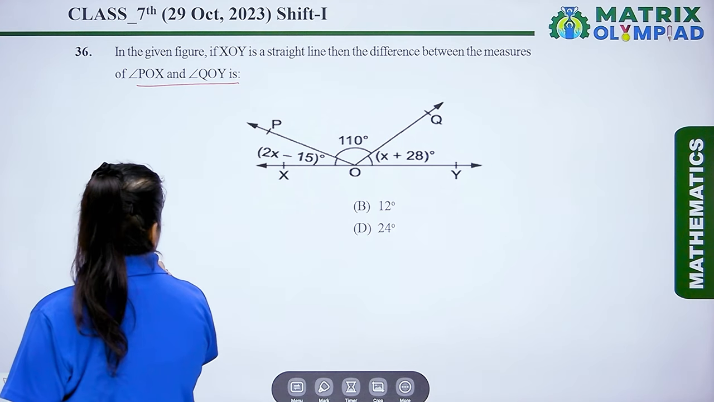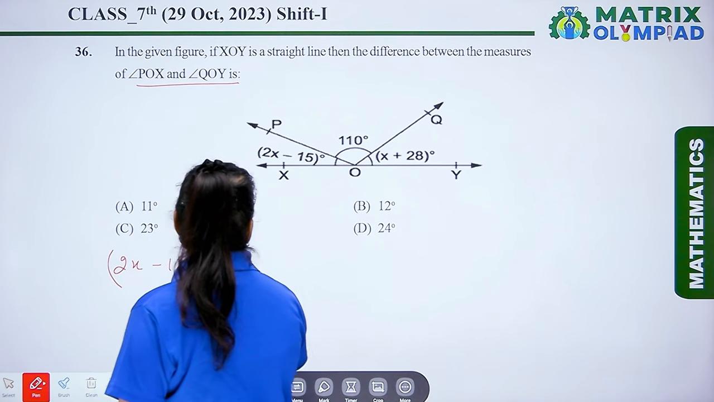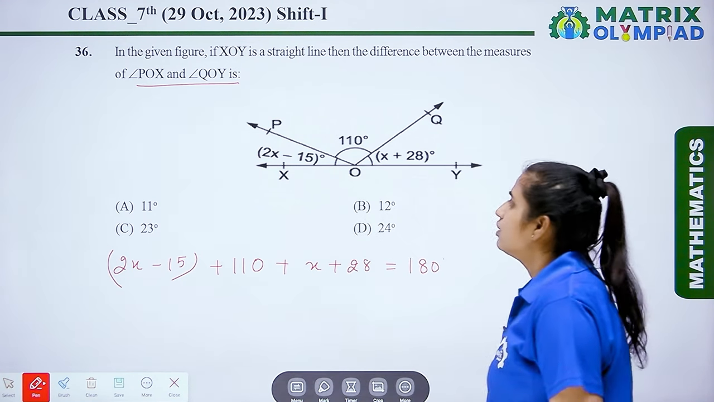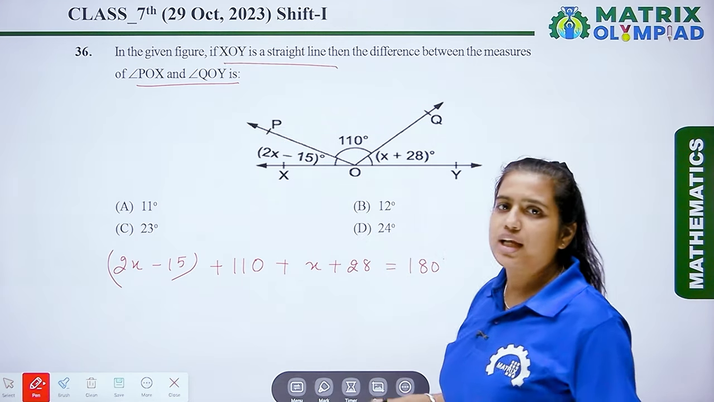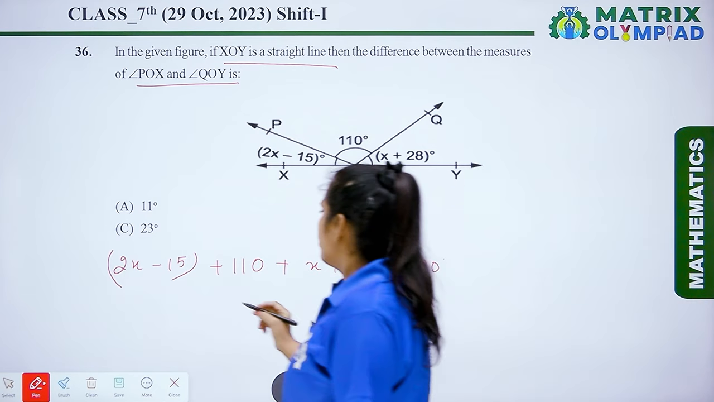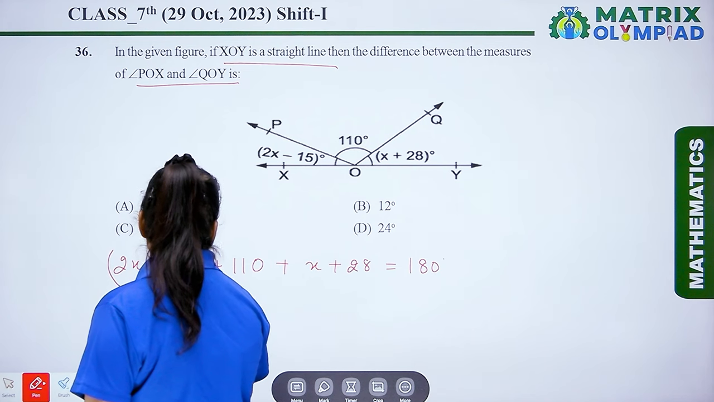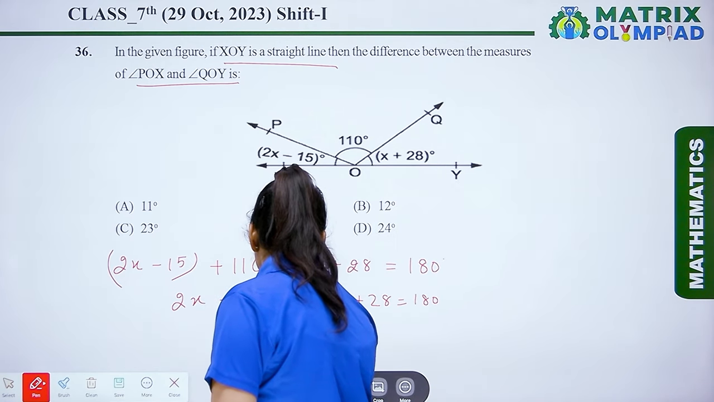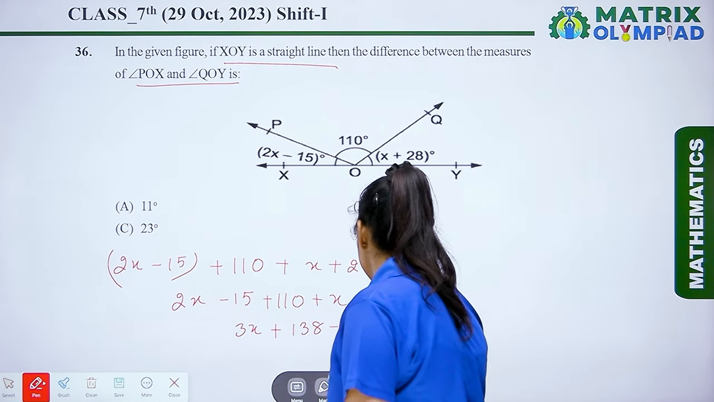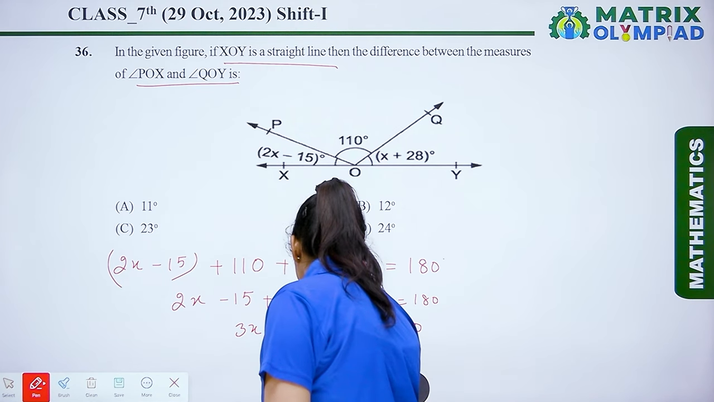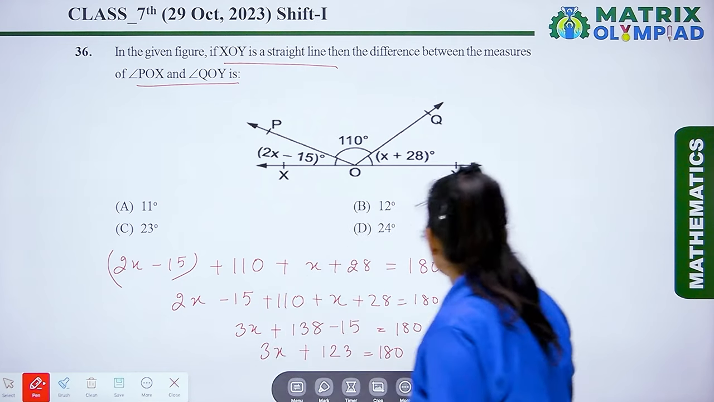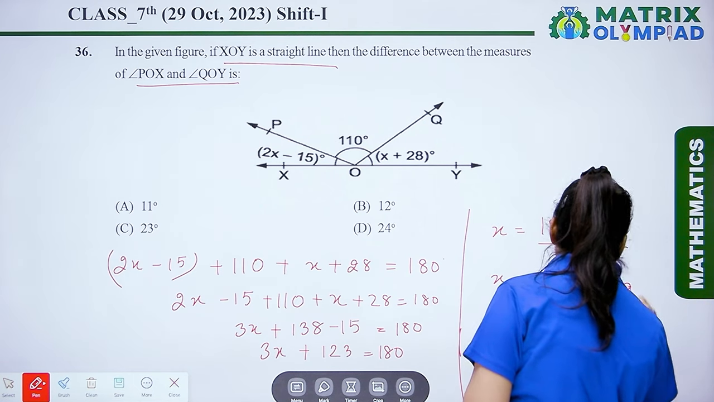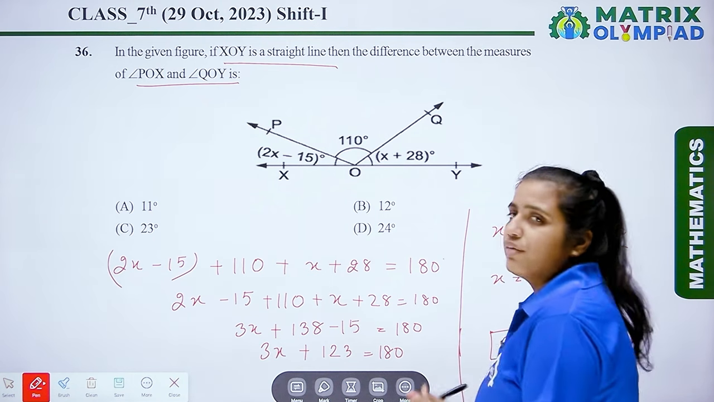So, here 2X minus 15 plus 110 plus X plus 28 is equal to 180. It is written here XOY is a straight line and a straight line angle is 180 degree. So, from this we can get the value of X. Now, the value of X is 19.